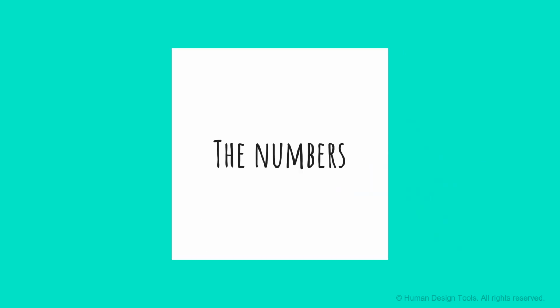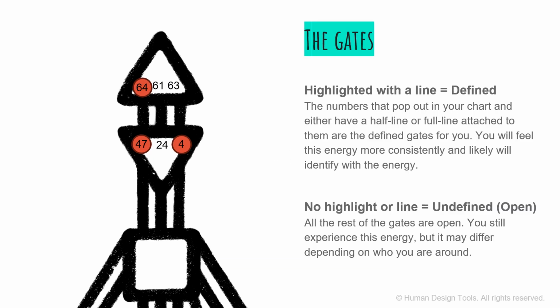And the numbers in the chart are the gates. And the gates will be highlighted in some way. Of course, the charts all differ on this as well. But if there's a circle around it and then either a line that connects to another center or a half line, which is called a hanging gate, those are your defined gates. And these are the numbers that pop out in your chart, and they either have a half line or a full line. And you're going to feel this energy consistently, similar to the colored in centers that I talked about before, and you likely will identify with the energy of that gate.